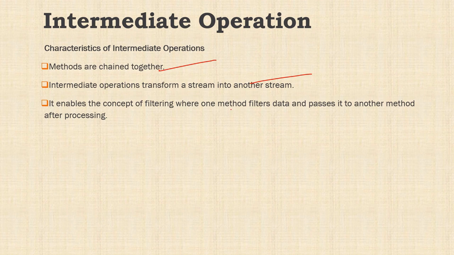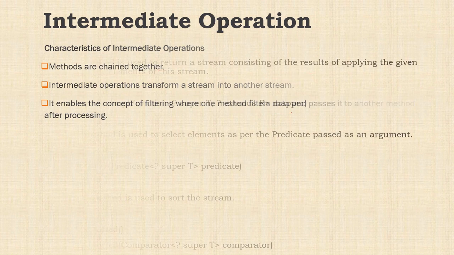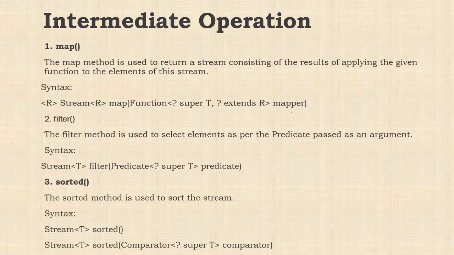So if you are using the filter method, it will take a stream as input, and it will also produce a stream. On this stream you can perform further operations. If you are doing stream.filter, then after filtering, if you want to do map, you can use stream.filter.map. If you want to do sorting, you can do .sorted. So you can perform further operations in intermediate operations.